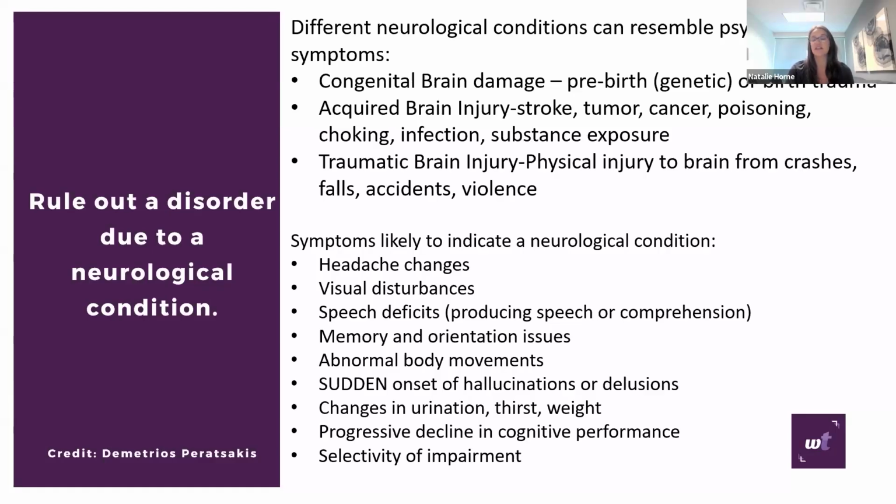And then a progressive decline in cognitive performance, looking at whether it's more progressive or happening more rapidly. And then selectivity of impairment, looking at how things are being impacted: is it every area of life or just certain areas of life?